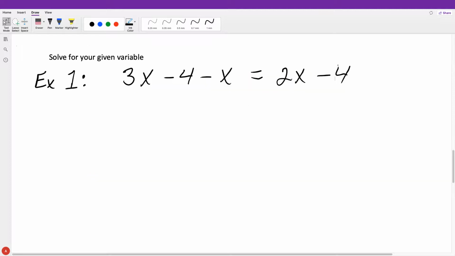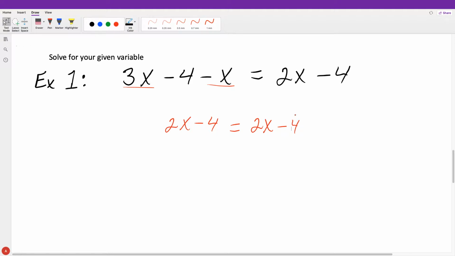and then that'll be it for this video. All right, so the first example we have here is 3x minus 4 minus x is equal to 2x minus 4. So remember, first thing we do when we're solving any question is seeing, can I simplify any side of my equation? And yes, I have two like terms here, so let me go ahead and simplify that. 3x minus x will give me 2x. So now I have 2x minus 4 is equal to 2x minus 4.